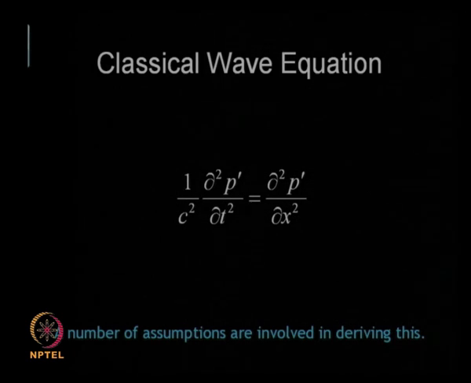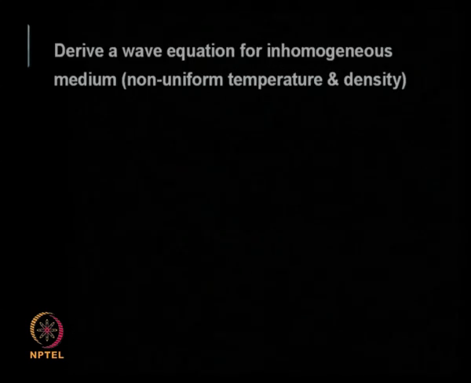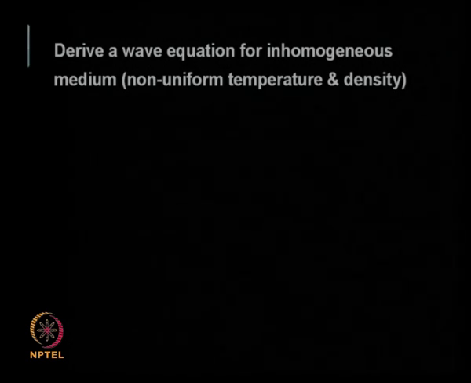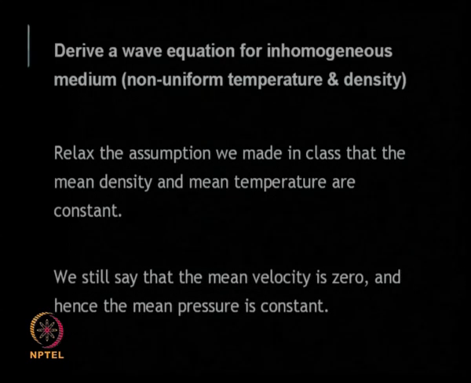So to keep things simple, we made these assumptions, and we derived this wave equation: 1 over c squared dou squared p prime over dou t squared equal to dou squared p prime by dou x squared. Now let us try to relax these assumptions. We had done this homework already, that we derived the equations for continuity, momentum and energy, and you can use these partial differential equations and derive a wave equation for a non-homogeneous medium. Non-homogeneous medium here would imply a non-uniform temperature or non-uniform density. Let us still keep the assumption that there is no base flow, that is, it is a quiescent medium, and relaxing the assumption that temperature and density are constant, we can actually derive a wave equation.